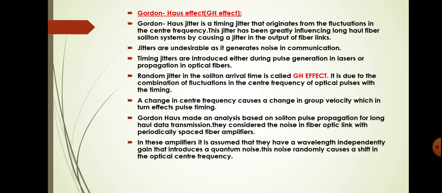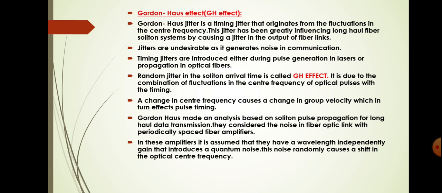The Gordon-Hess jitter is a timing jitter that originates from the fluctuations in the center frequency of any waveform. We can say this jitter greatly influences long haul fiber optic communication, basically that is based on soliton systems, and this jitter causes variations in the output. Usually jitters are undesirable in any communication system because they generate noise, and there are several mechanisms that cause timing jitter in a communication system.